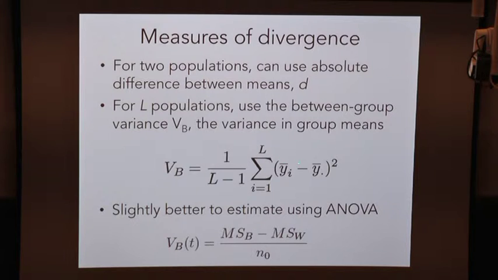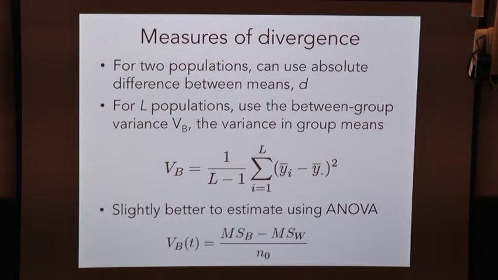And that's just simply the mean value for population i minus the overall mean, squared, divided by L minus 1. This is just simply a sample variance where now my individual units in the sample variance are the means themselves. So if I have 5 populations, I'd have 5 values for the 5 populations. I'd subtract each from the overall average mean and compute a variance that way. You could use this approach.